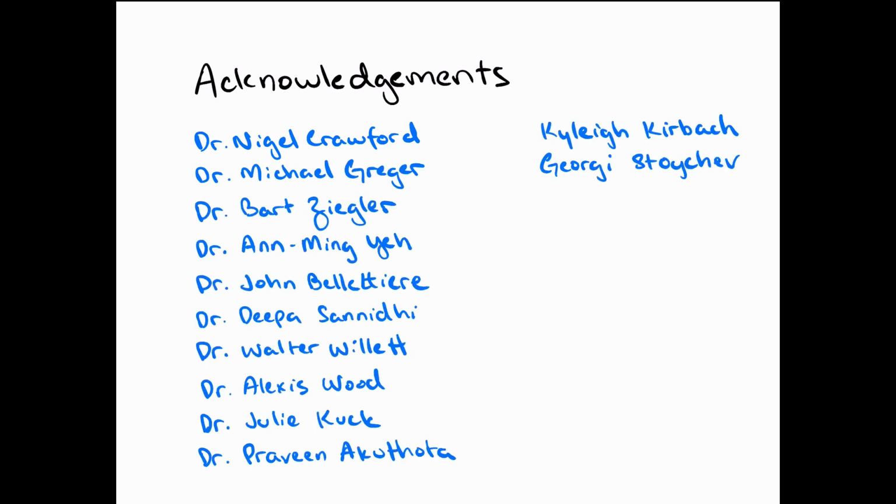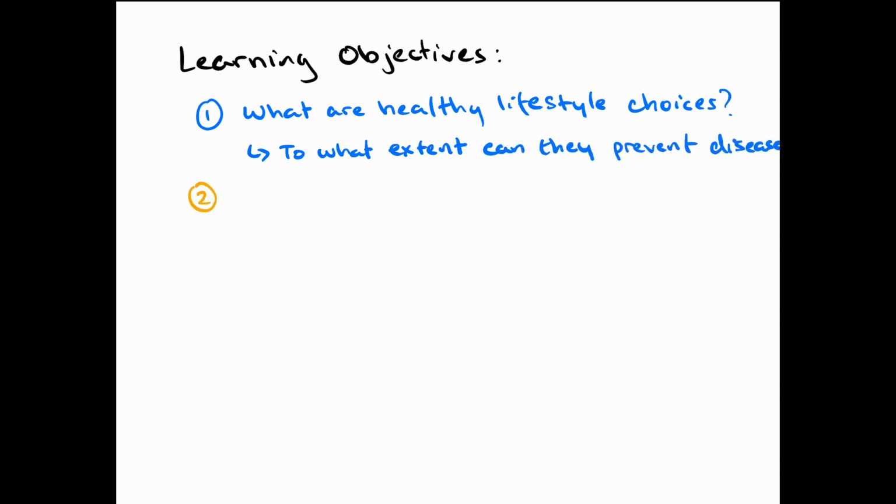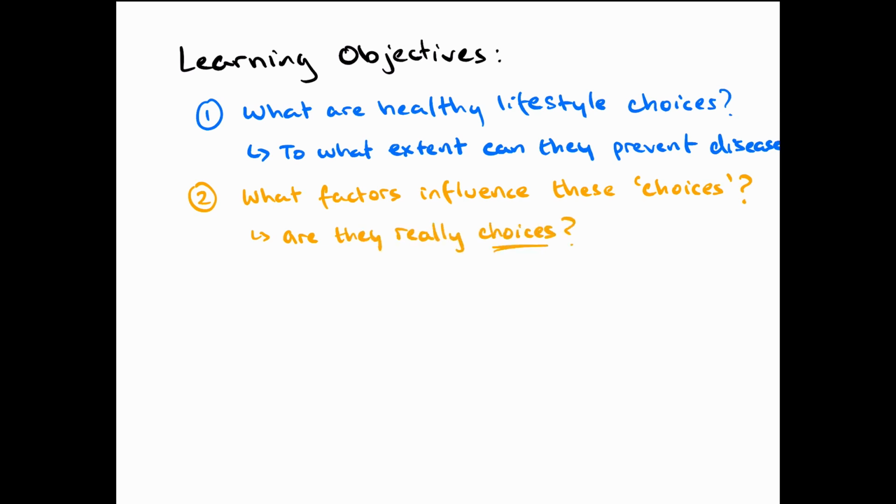So the learning objectives for this lecture are, firstly, what are healthy lifestyle choices? What exactly is good diet and exercise? And to what extent can they prevent disease? Secondly, what factors influence these choices? How are they determined? And when do people have a choice? Are they really choices? Thirdly, who is most affected by these factors?